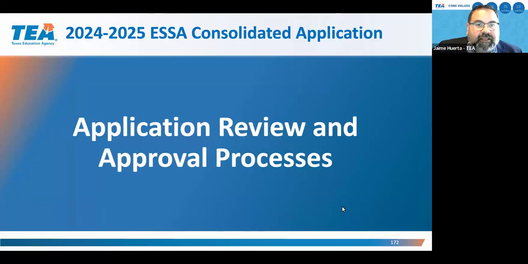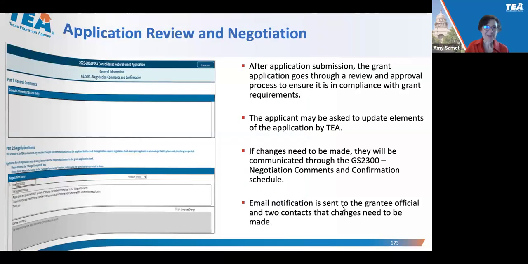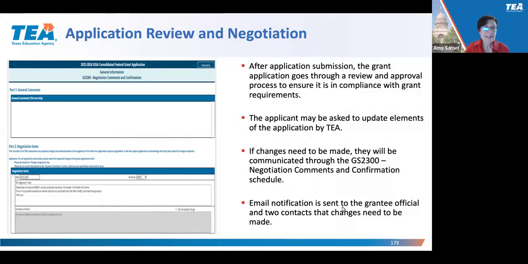Thank you, Dee. The next section covers the various divisions that do some type of review of the application and approval process. We're going to give you a high-level overview of what that application review and approval process looks like across divisions. We're going to start with the Grants Administration Division. Once your application is submitted, it will be assigned to a grant negotiator.